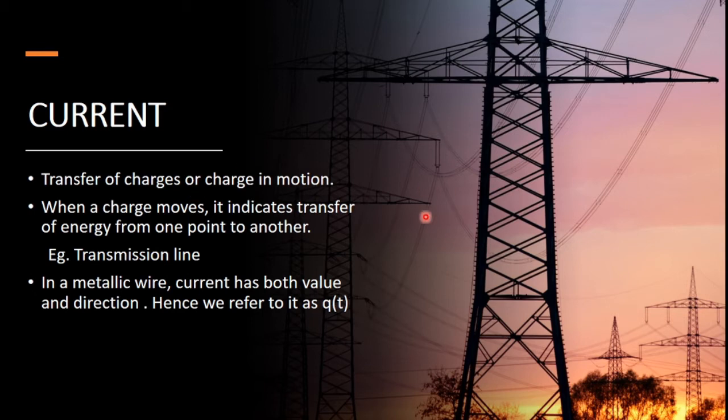So I think this diagram is very familiar to everyone. We see these lines, these are called transmission lines. We see this everywhere. This delivers charges from one place to another, delivers current. So our home electricity, we get current from a place, which means charges are moving from one place to another. When charges move, it indicates transfer of energy from one point to another. And this movement of charge is what we call the current.